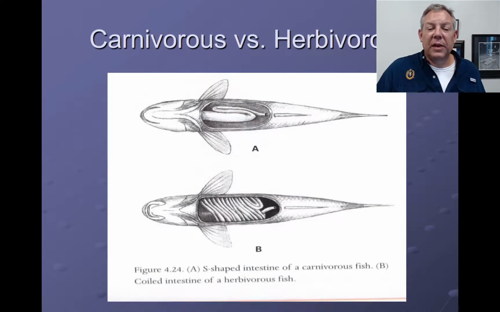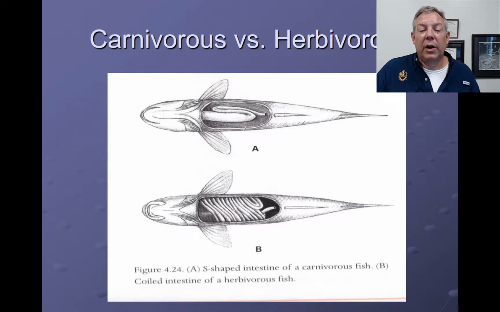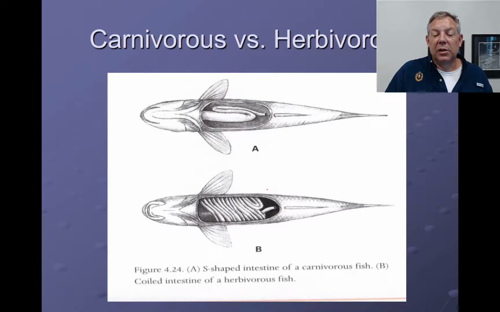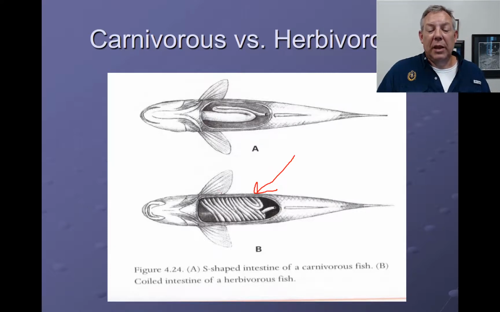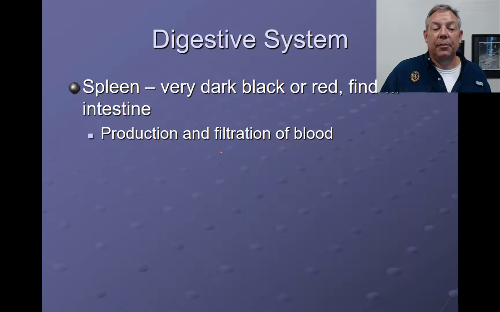Let's look at some pictures of these. This is showing you a picture of what a carnivorous fish would look like versus an herbivorous fish. In some of the minnows, this will be a way to tell what kind of minnow you've got. You'll cut open its belly and see what kind of digestive tract it has.